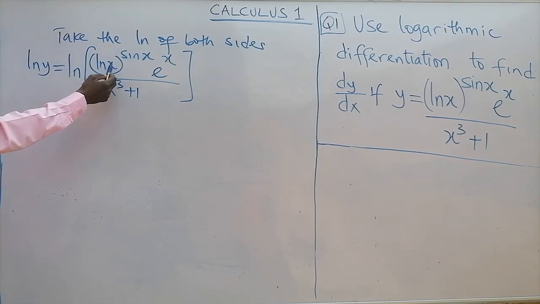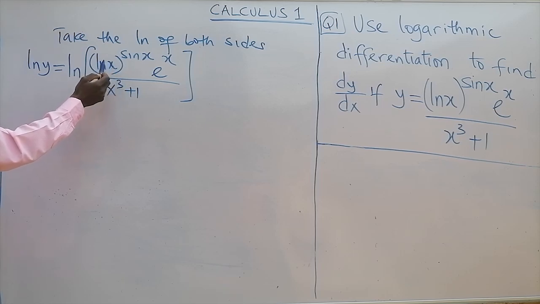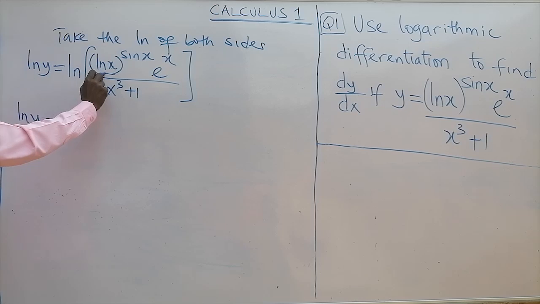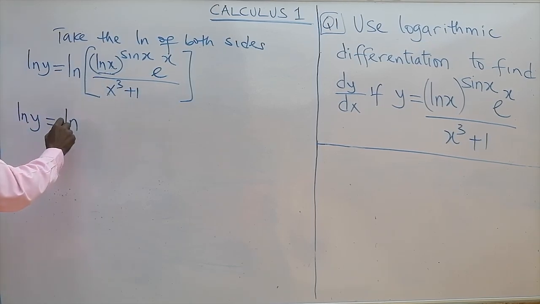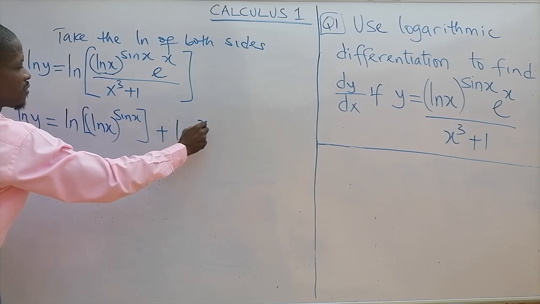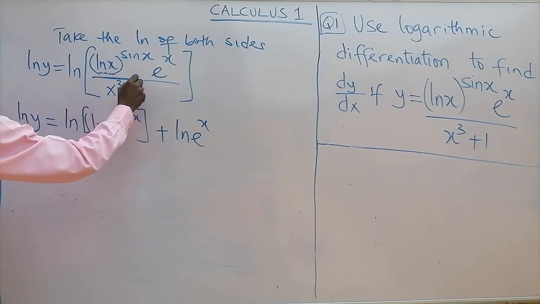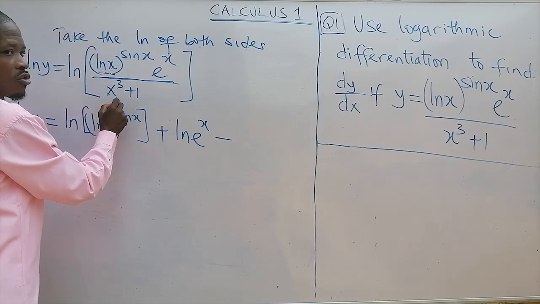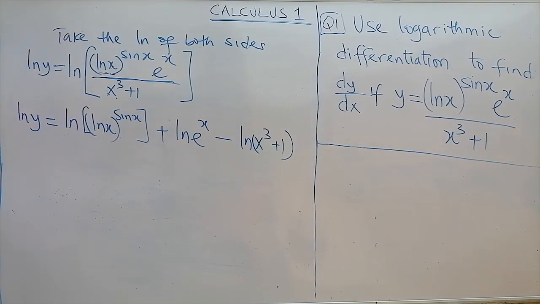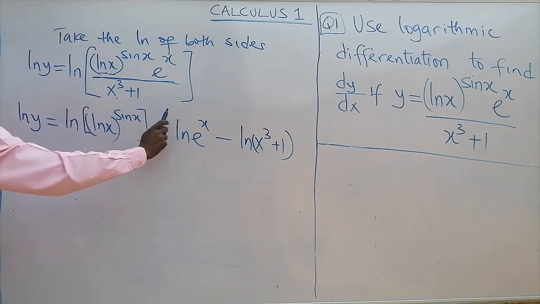At the numerator, we have a product of two items, this one and this one. So ln of the product will give you ln of the first function, plus ln of the second function. And then for the division, it's going to be minus ln of the function there. Let me recap that again. When you take ln of a product, it turns into the addition of the ln of each factor, and for division, it's minus.